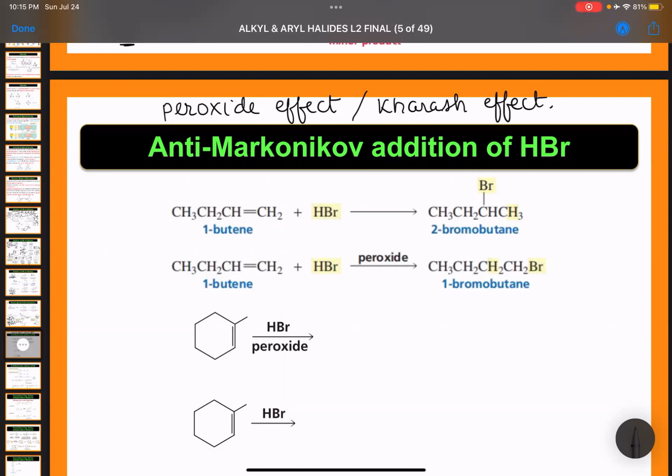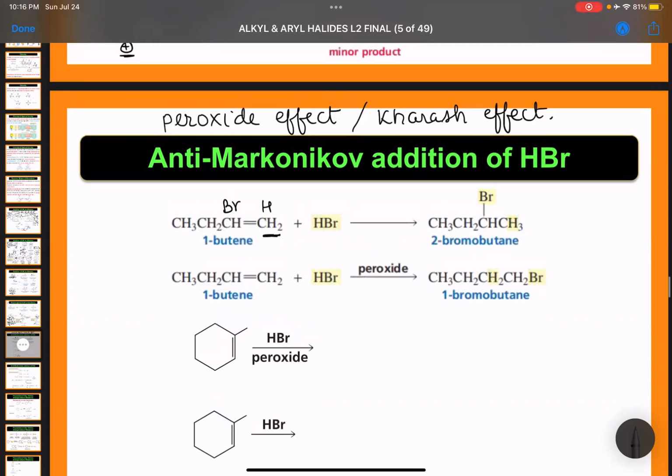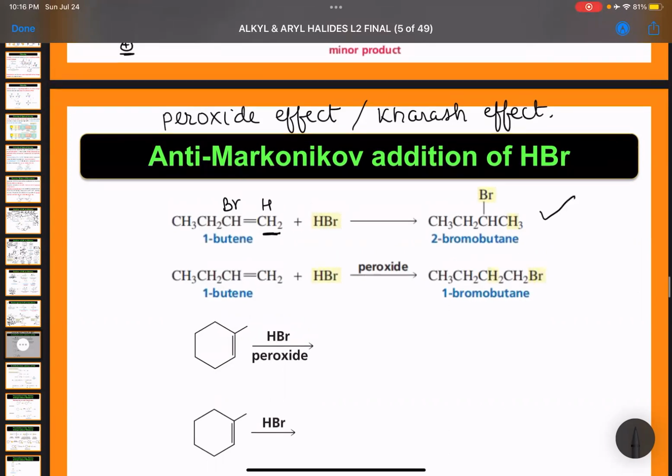normally will attach itself in a Markovnikov fashion. The rich gets richer: the carbon atom which has more hydrogens, the hydrogen will connect to that carbon only, and the carbocation will form on the secondary carbon in the middle, and there you have Br connected. So this is Markovnikov addition. This anti-Markovnikov or reverse addition of HBr will be exhibited in the presence of peroxide.